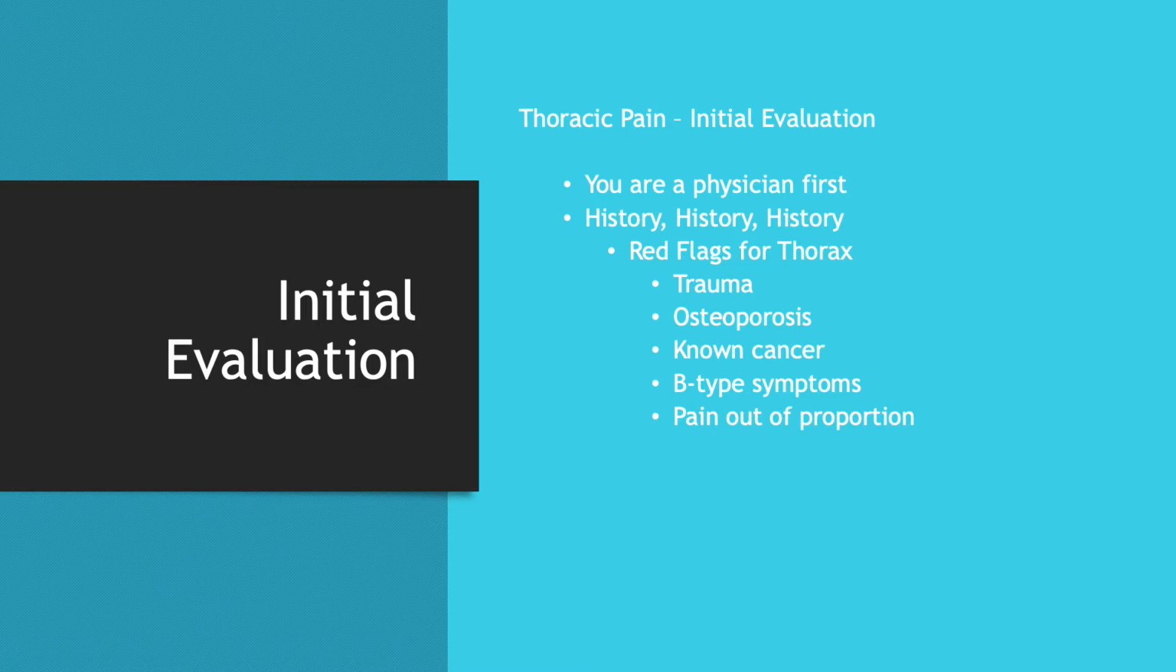Pain out of proportion. In other words, the patient is reporting a 9 out of 10 pain in their thoracic spine. That's not typical of musculoskeletal pain, right? I mean, that could be anything from dissecting aneurysm to something much more clinically horrible than something like somatic dysfunction.